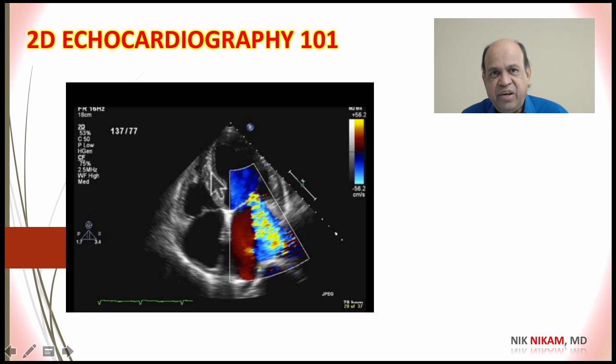This is a 4-chamber view from the apex of the heart. Here we have the left ventricle, now we have the right ventricle, the right atrium, and the left atrium here. We have a significant jet coming into the left atrium during left ventricular systole, and it fills the entire left atrium more or less. This is an example of a severe mitral regurgitation.